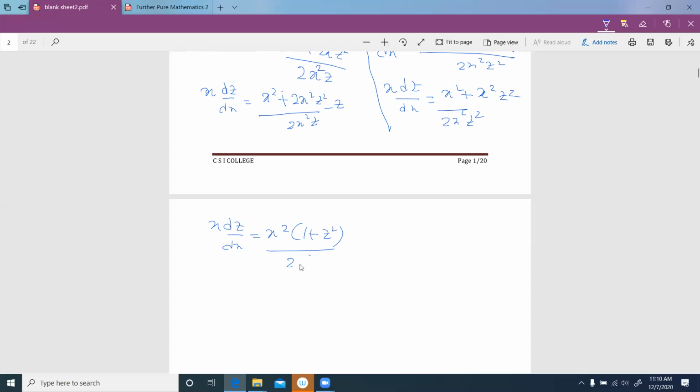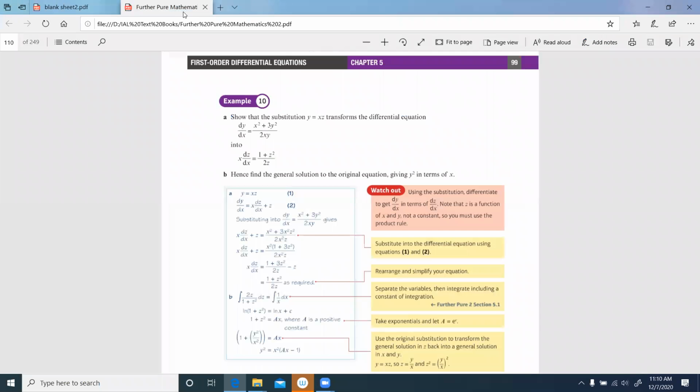Then you get a term over here. This turns out to be 2z squared, right? 2z squared x squared. The x squared and x squared get cancelled. So x dz by dx is equal to 1 plus z squared over 2z squared. I think that's a fact. There we need to get it. Yeah, right, okay. Then hence find the general solution of the equation, y squared in terms of x.